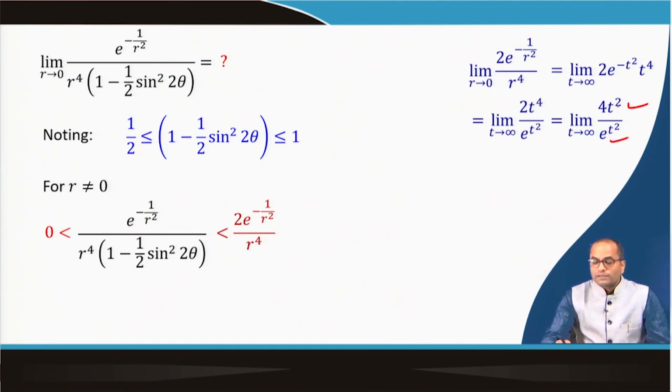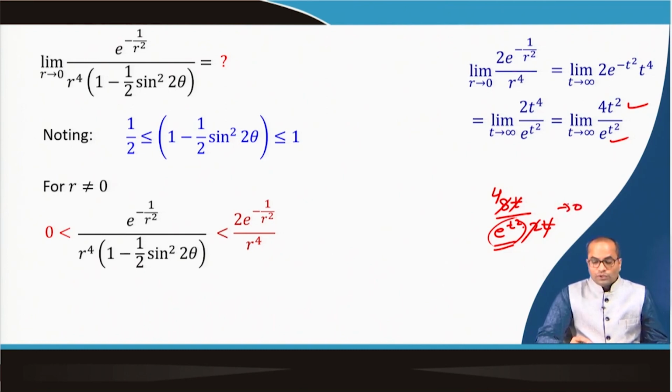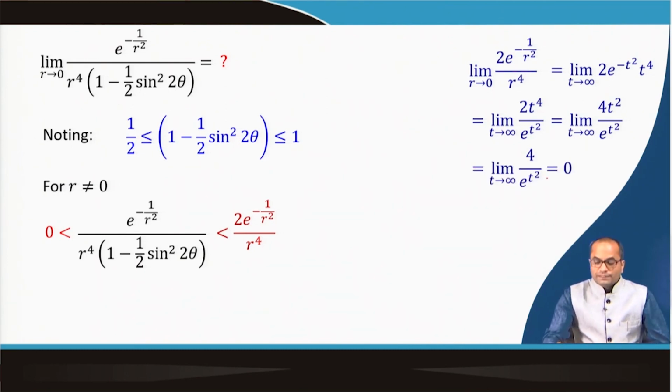And then again this is infinity by infinity, so we need to apply the L'Hopital rule again. So, it will be 8 t divided by e power t square into 2 t, and this t will get cancelled, and then we have here 4, and as t approaches infinity, the denominator is approaching infinity and so everything goes to 0. So, as t approaches infinity, this limit is going to 0.